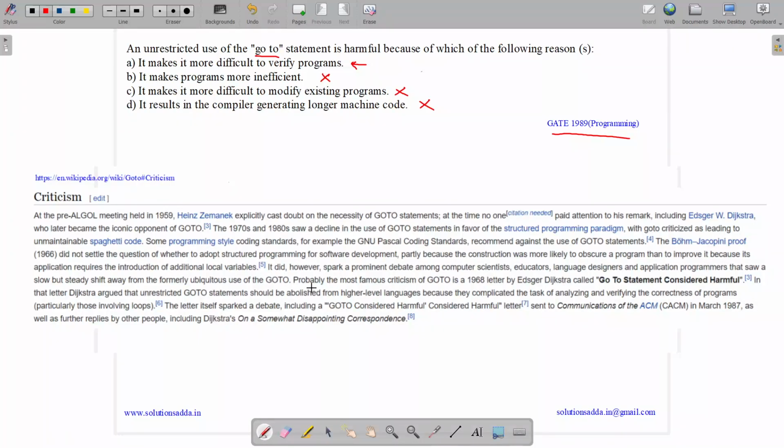See from this line, it's written, probably the most famous criticism of goto is the 1968 letter by Edsger Dijkstra called the goto statement considered harmful. In this letter, Dijkstra argued that unrestricted goto statements should be abolished from high-level languages because they complicate the task of analyzing and verifying the correctness of programs. And this is what it is referring to. Thus, option A is true.